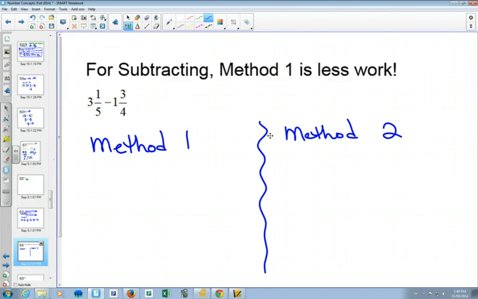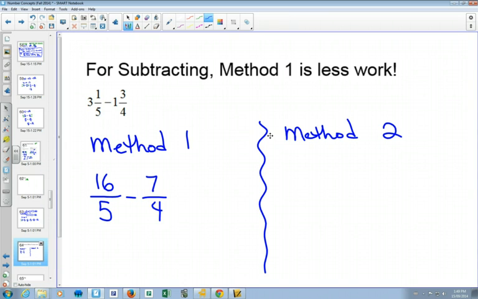Okay, we'll look at both methods for subtracting. Again, the first method was change everything to improper fractions first. So 3 1/5, 3 times 5 is 15 plus 1 makes this 16 over 5. And 1 3/4, 1 times 4 is 4 plus 3 is 7 over 4.